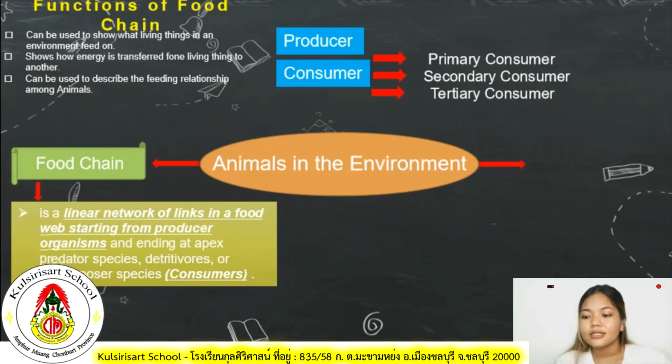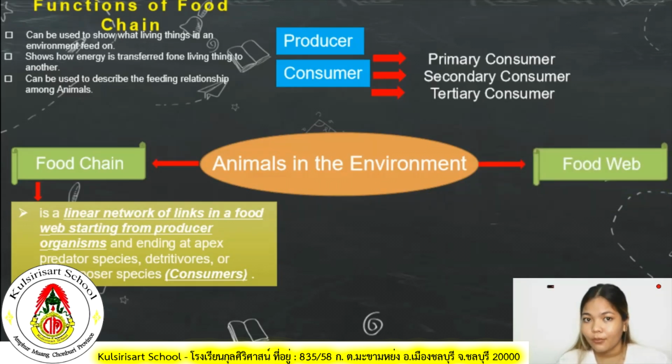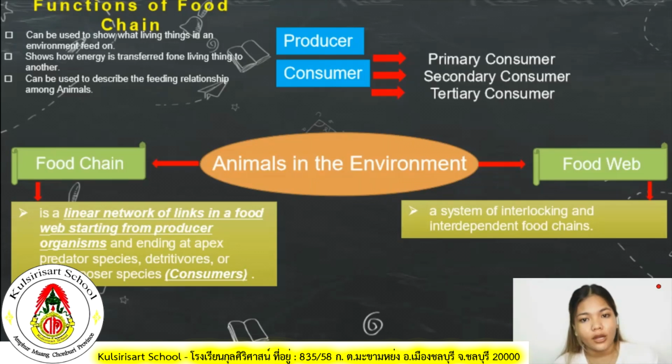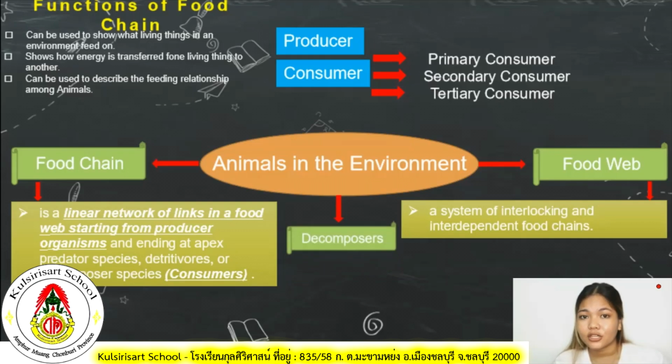Now, we also discussed the food web. Food web is a system of interlocking and interdependent food chains. So again, when we say food web, it basically is composed of 2 or more food chains. And lastly, we also discussed decomposers. Again, decomposers are organisms that feed on dead plants and animals and turn them into nutrients. Examples of this include your fungi, your bacteria, your worms, and your insects.